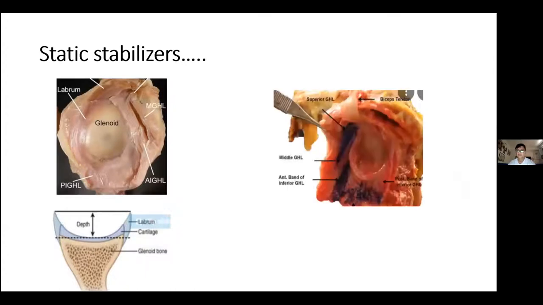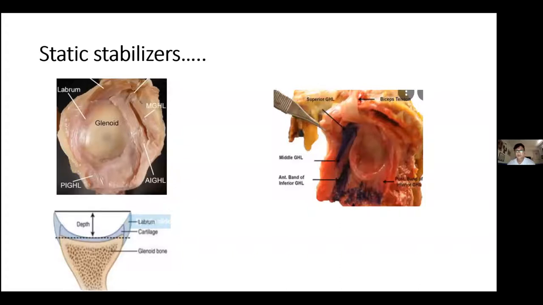And there are different capsular ligament structures: the superior glenohumeral ligament, the middle glenohumeral ligament, and the inferior glenohumeral ligament complex. These all help to stabilize the shoulder in various range of movement. The superior helps usually in a normal adducted neutral abduction position. It prevents inferior translation. Middle glenohumeral ligament has an important role in the mid range of movement, especially at 45 degrees of abduction with some degree of extension and external rotation.